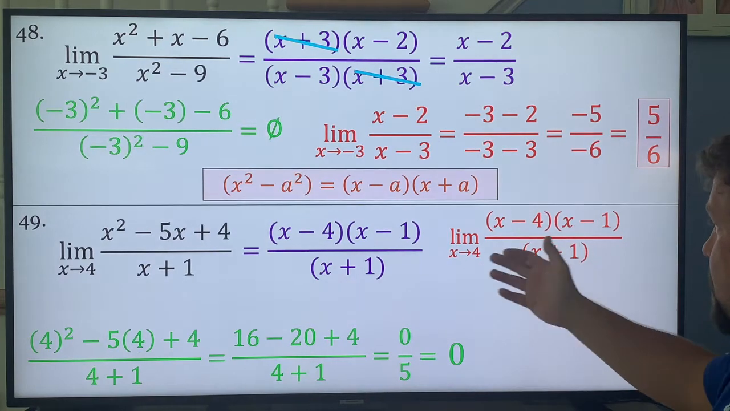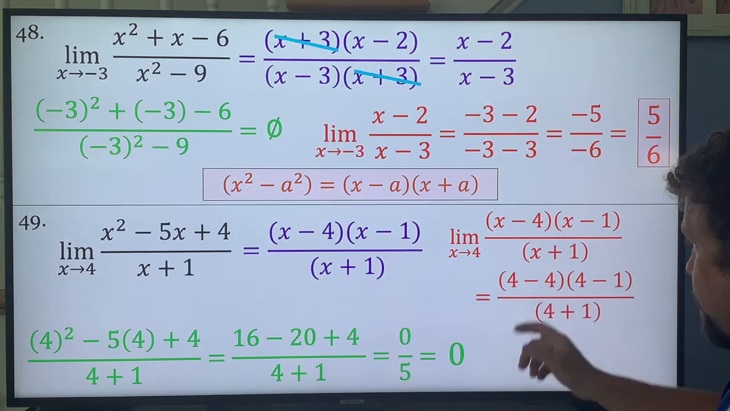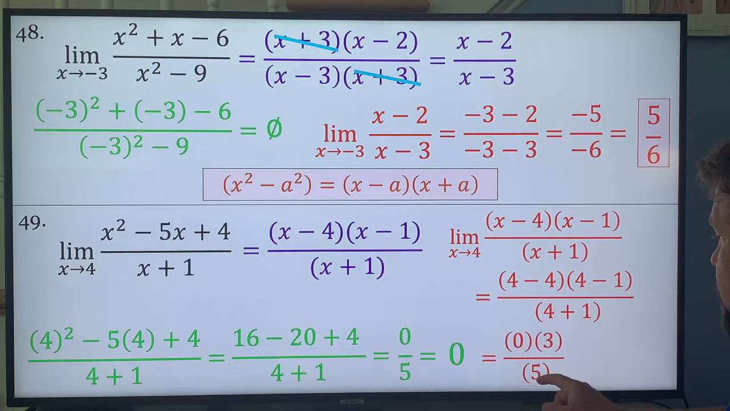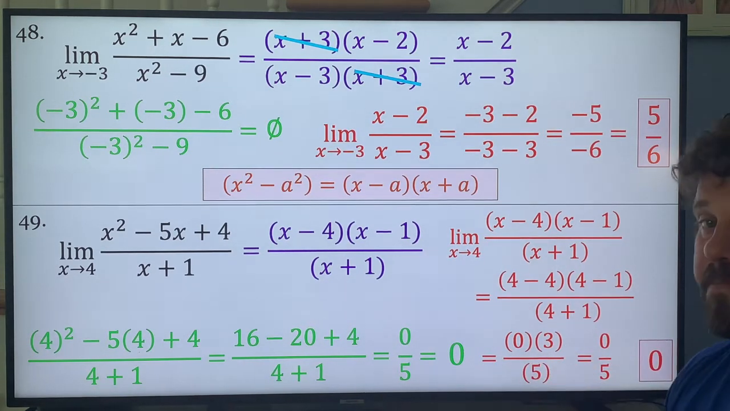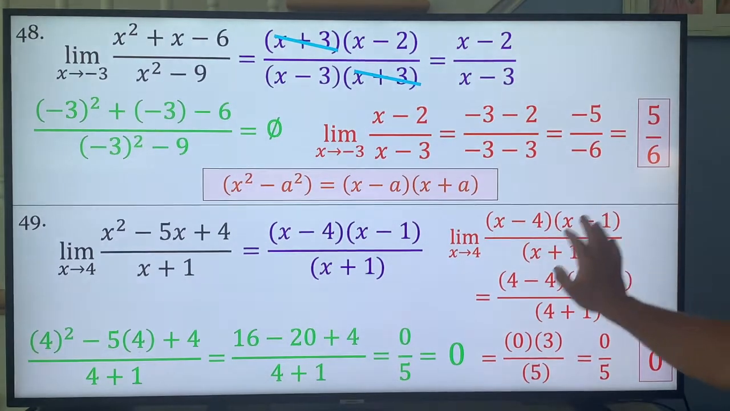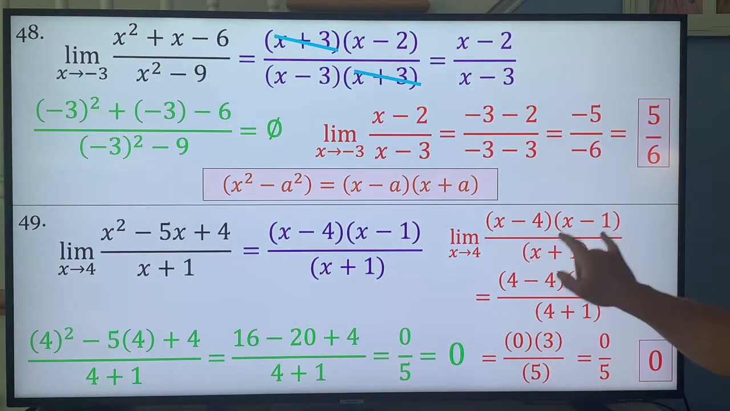So what do you do? Well, I just leave it like this, and I have to plug the 4 into all of it. 4 minus 4, 4 minus 1, 4 plus 1. 0 times 3 over 5, which is 0 over 5, which is still 0. All right? You don't always get stuff to factor out. You can't factor these out and make a negative here. The signs have to be exactly the same, or exactly opposite.